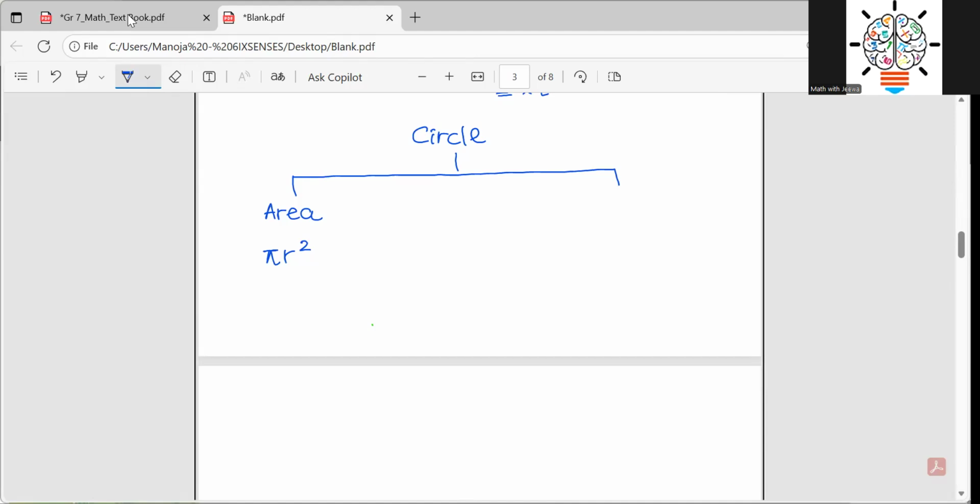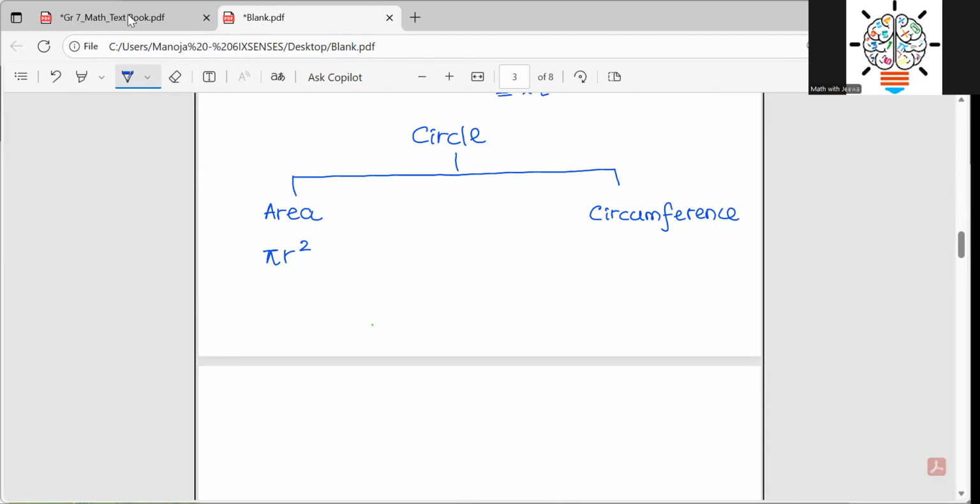When it comes to the circle, the outer boundary is the perimeter. Here we do have a special name for the outer boundary, that is circumference. You want to understand these terms very well, children. When I started the lesson, I told you, when it comes to circles, for the outer boundary we do have a special name, that is the circumference.